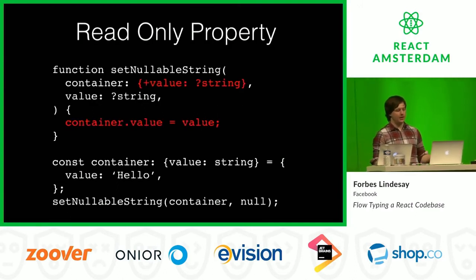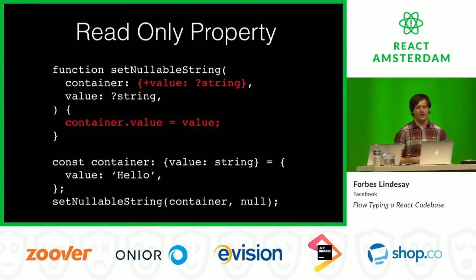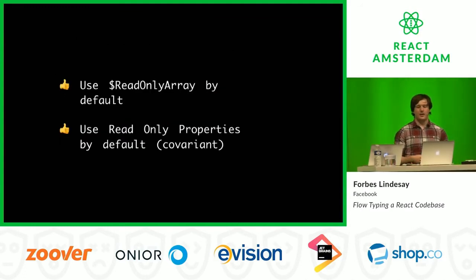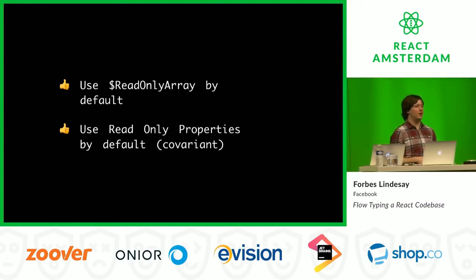And similarly with the array, if we said that that property was read-only, then we wouldn't be able to assign a value to it. So based on this, 2 recommendations. Use read-only array by default, and use read-only properties by default. It will make the errors you get from Flow match what you would expect to see. So it'll make them quicker to fix, because if you were expecting the array to be writable, you can just replace it with a mutable array, problem solved. And if you were expecting it to be read-only, then you've just found a bug in your code.